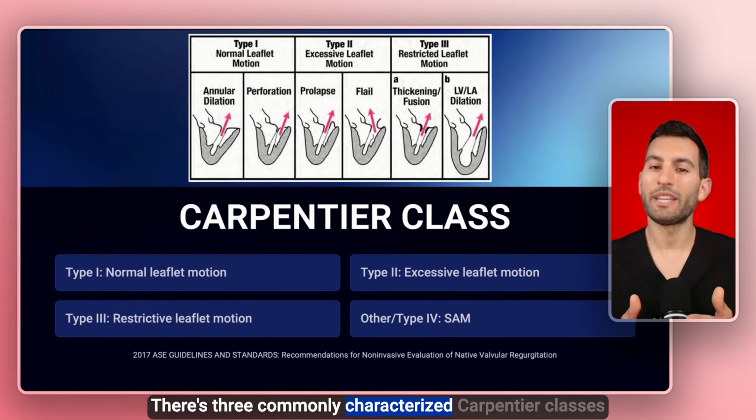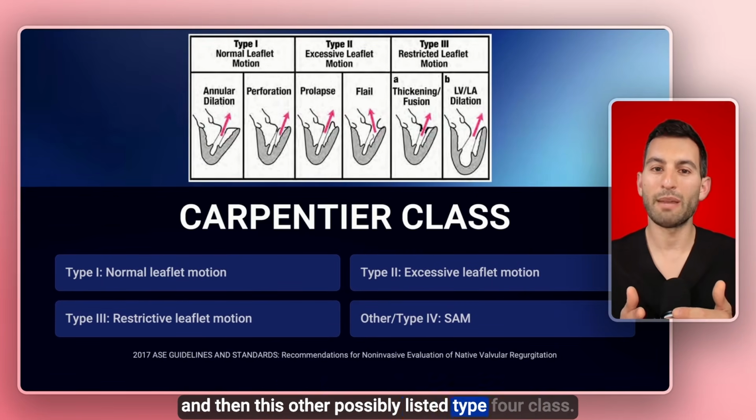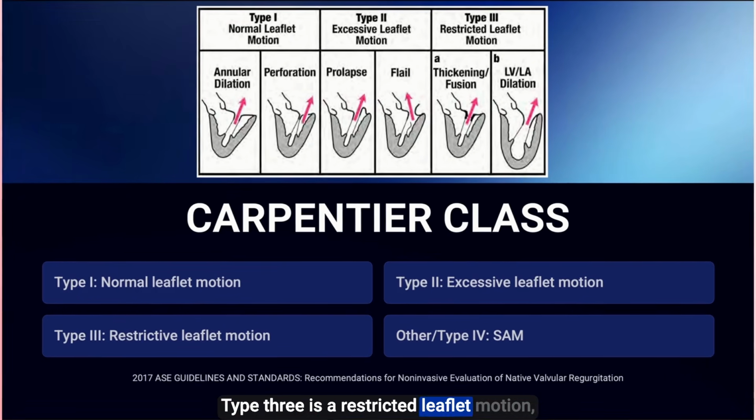There are 3 commonly characterized Carpentier classes, and then this other possibly listed type 4 class. But type 1 is normal leaflet motion. Type 2 is excessive leaflet motion. Type 3 is restricted leaflet motion. And the other type, or type 4, we'll consider SAM etiology of mitral regurgitation.